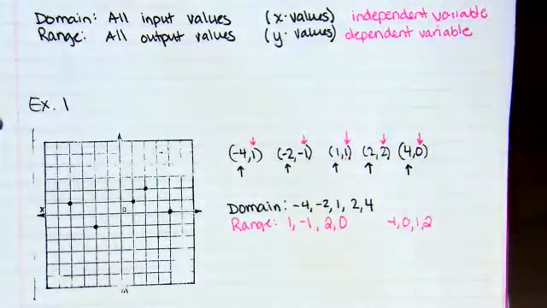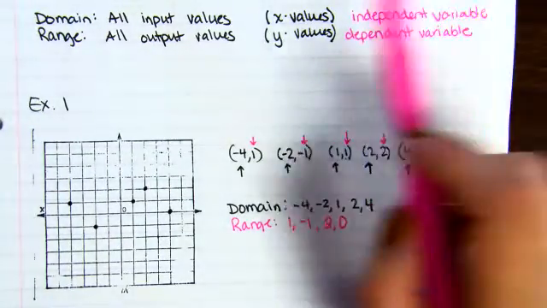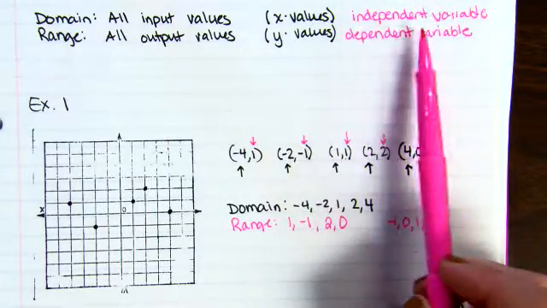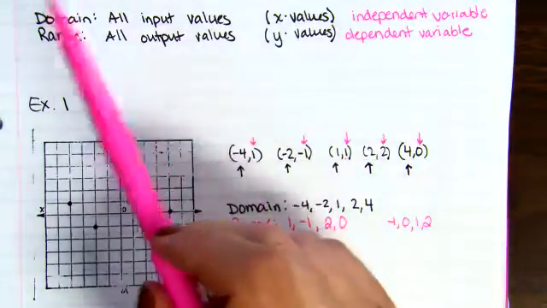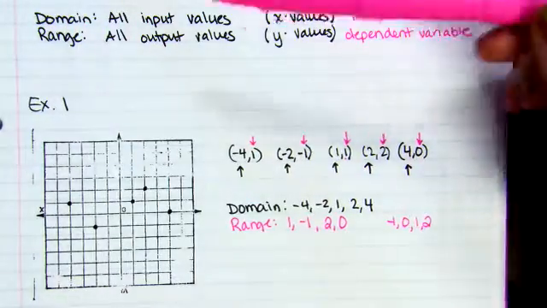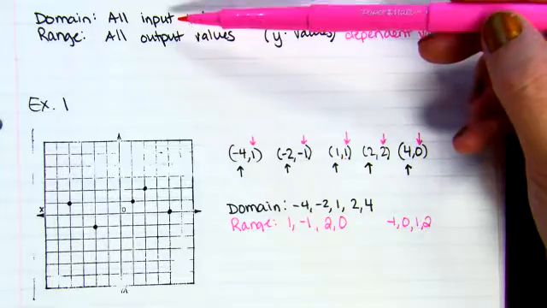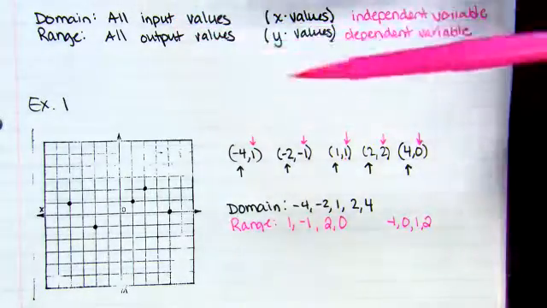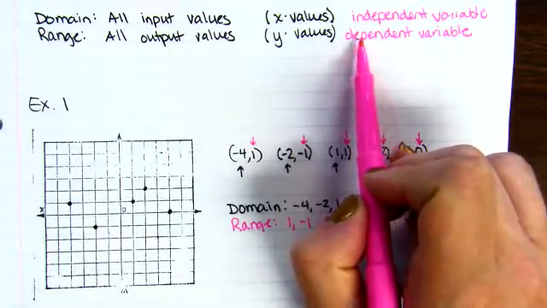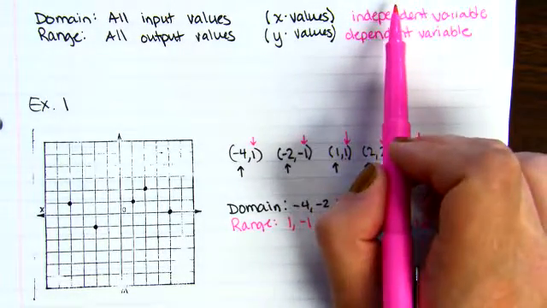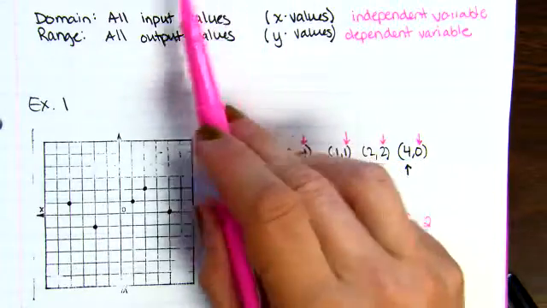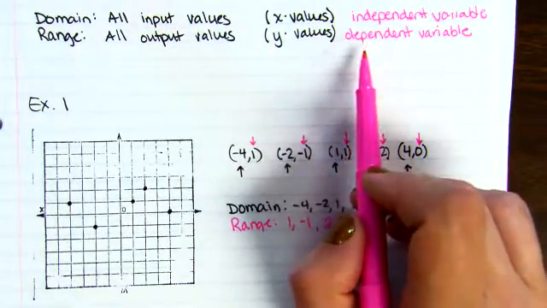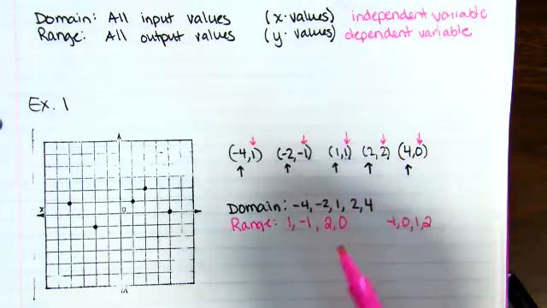So really what this means is for my domain, I can pick any number that's available in my domain. So it's independent. I can pick anything I want that's in the domain, or anything that's part of one of my inputs. And what's going to happen is I'm going to get one output for that input. So the output is going to depend on what I put in. So that's why my independent variable goes with my input. My output is dependent because the output depends on what you put in.